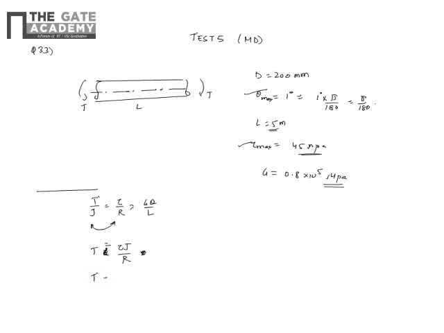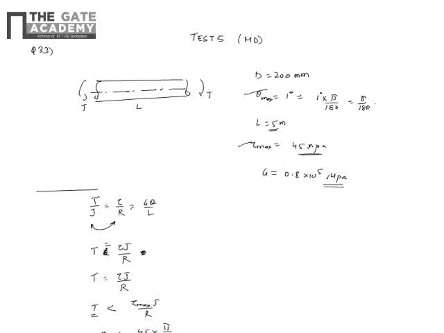Now the torque, let's write tau is T J by R. Now if I apply a torque which is less than the one that causes tau max, then that torque is safe, right? So the torque from this limitation is the one that causes tau max, T equals tau max J by R. So the safe torque should be less than the one which causes tau max. So tau max for this is 45 MPa.